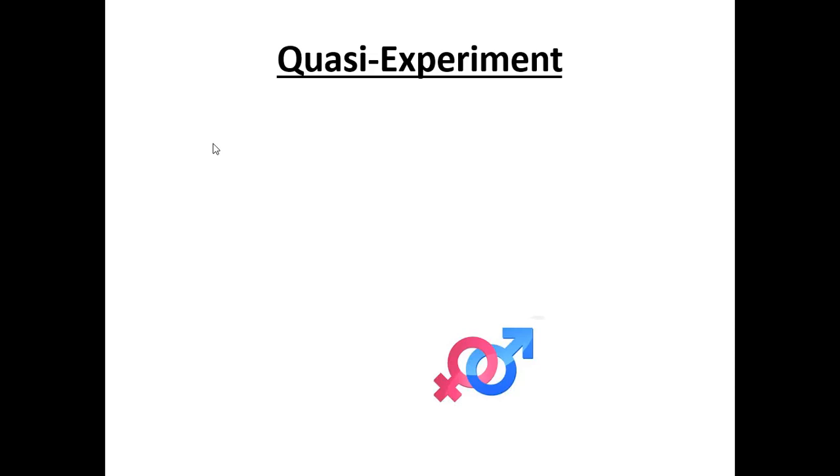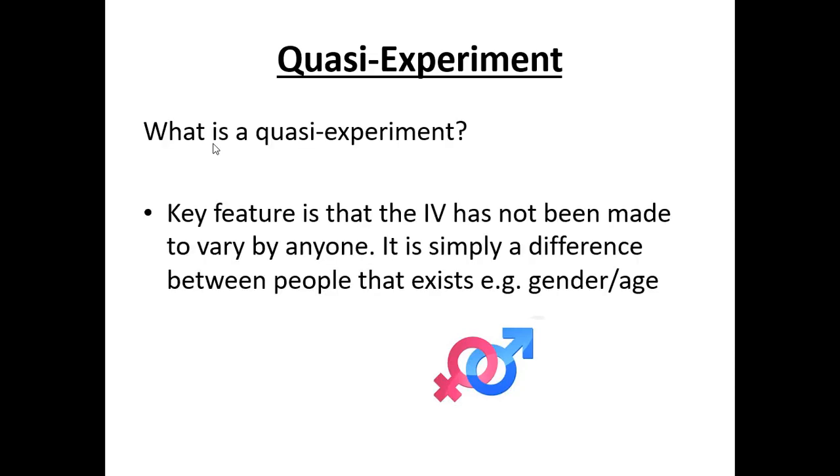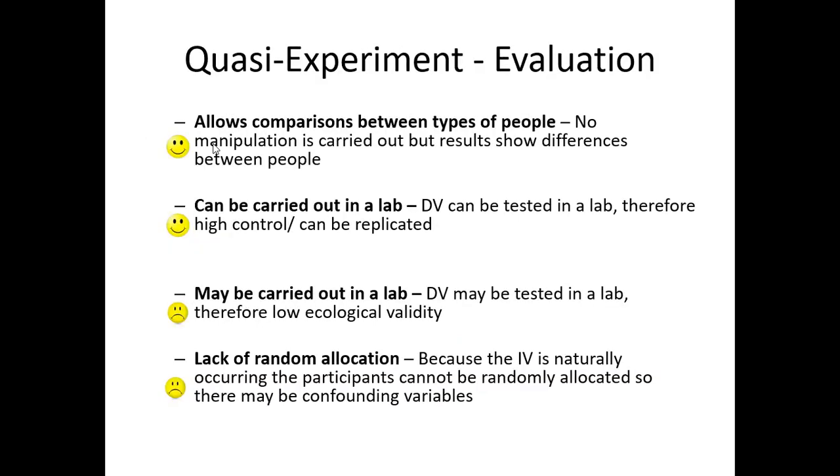Another type of experiment is a quasi-experiment. This is where the IV hasn't been varied by anyone, it just exists. So, for example, gender, looking at the difference between males and females in a certain situation, that would be a quasi-experiment. You don't go in and change the IV.